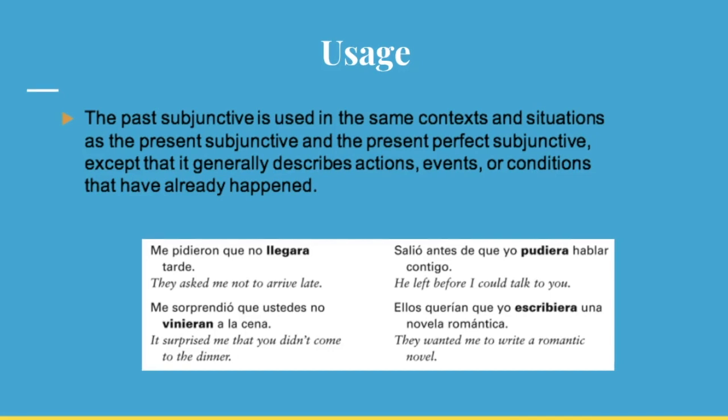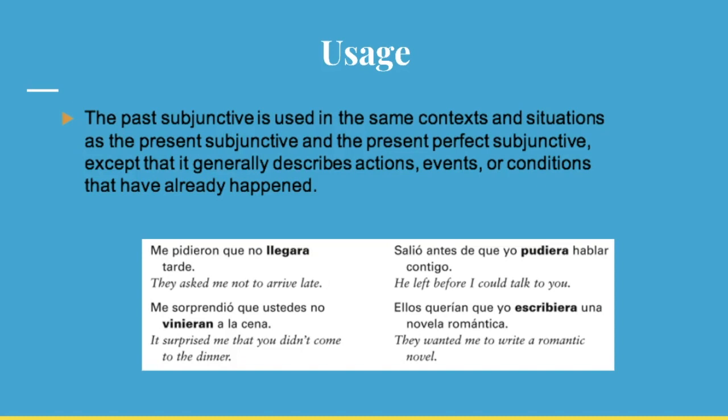Okay, we talked about how the past subjunctive is used basically in the same way as the present subjunctive, and here's a couple more examples. Me pidieron que no llegara tarde, so they asked me not to arrive late. Me sorprendió que ustedes no vinieran a la cena. It surprised me that you didn't come to the dinner. Salió antes de que yo pudiera hablar contigo. He left before I could talk to you. Ellos querían que yo escribiera una novela romántica. They wanted me to write a romantic novel.